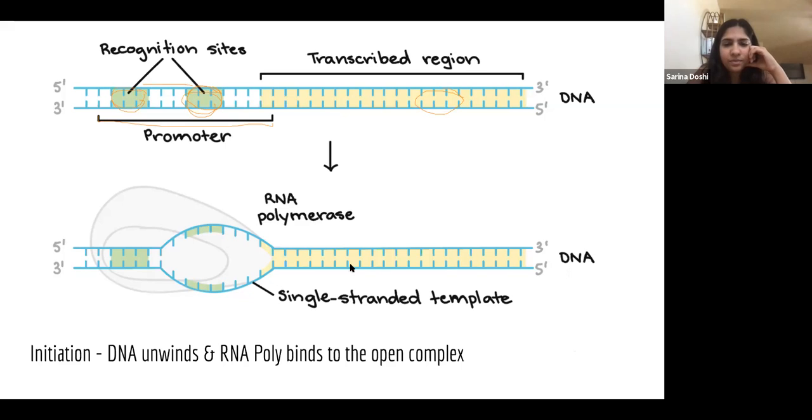Okay, so we see RNA polymerase binding right here, and we see the DNA starting to unravel. So this is part of initiation. It's where the DNA unwinds and RNA polymerase binds to the open complex, the open strands of DNA being the open complex.